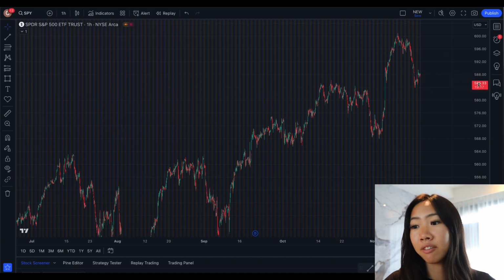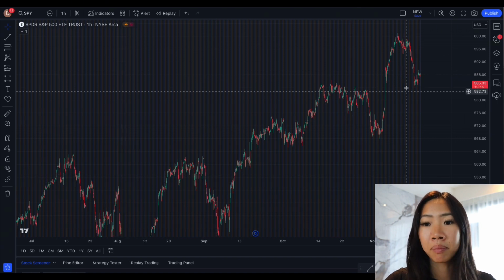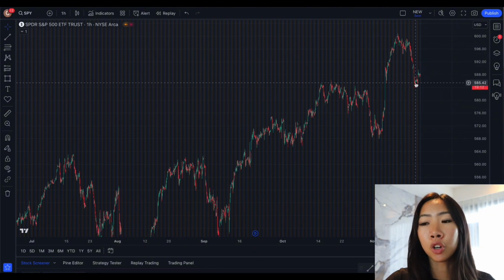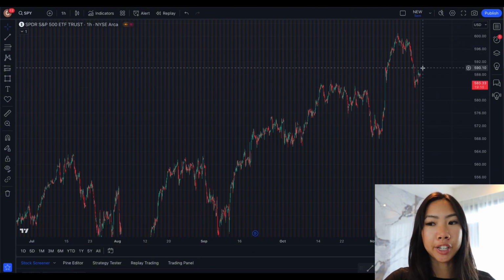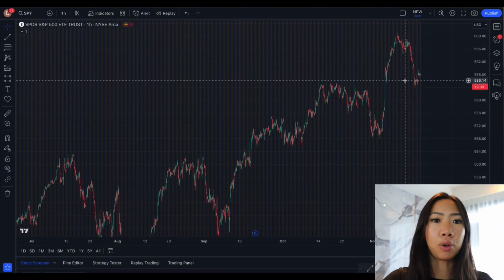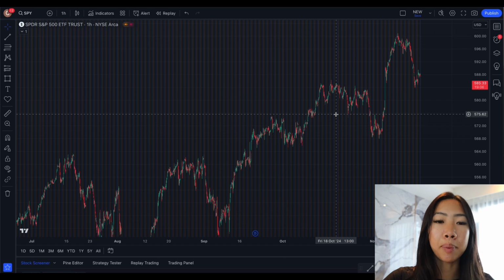Right now, price is at 585.33. How do we know if tomorrow is going to go bullish or bearish, or if we are just going to chop around for that day? How do we know exactly where price is headed?